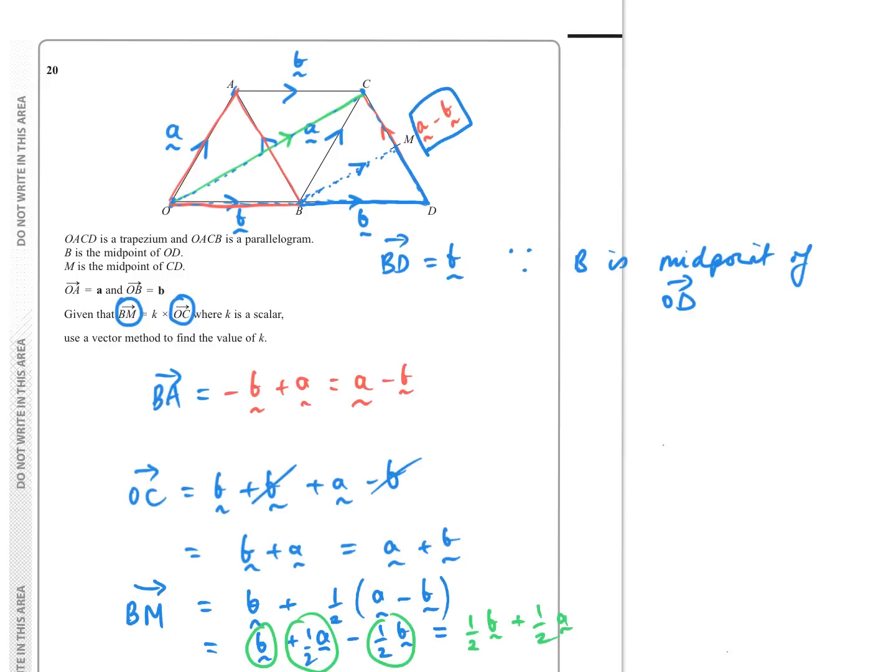So now I can compare these. I've got OC is just all of a plus b, and I've got BM, that's just a half of a plus b. So it looks as though our scalar here, k, is a half.